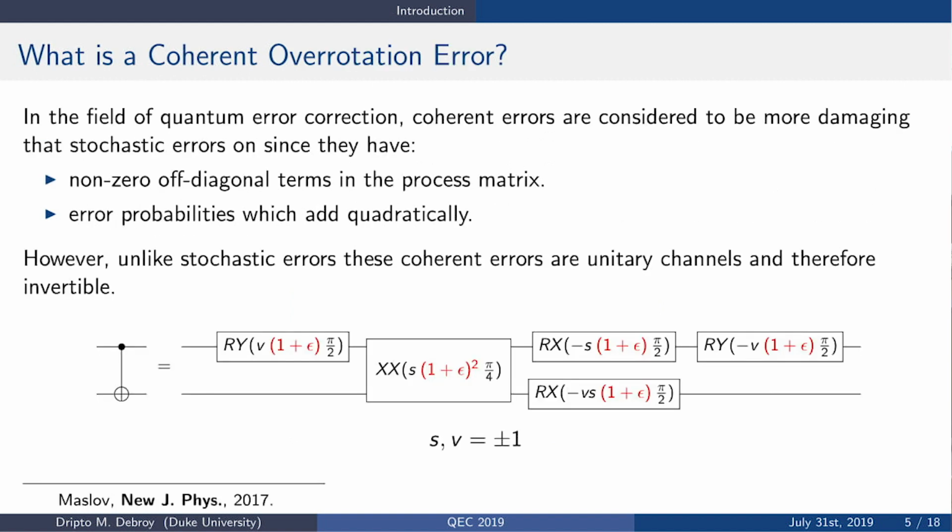So what is a coherent over rotation? In quantum error correction, these are more damaging, I mentioned. They have non-zero off-diagonal terms in the process matrix, along with the quadratic addition of the error probabilities, as I mentioned earlier. But they are invertible. So that's our upshot: they build up badly, but if we can find these inverses and apply them, we can theoretically cancel out our error without having to look at our stabilizer values and syndromes, et cetera.